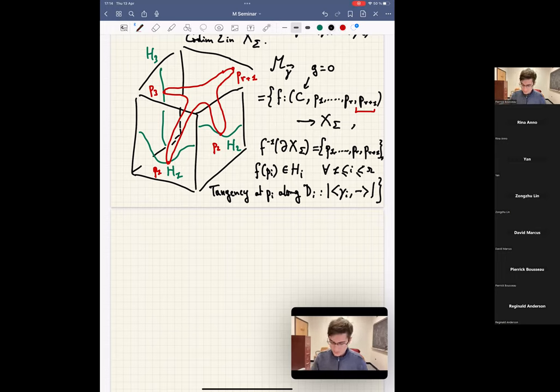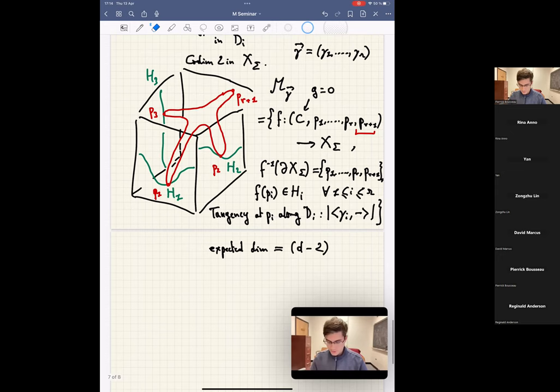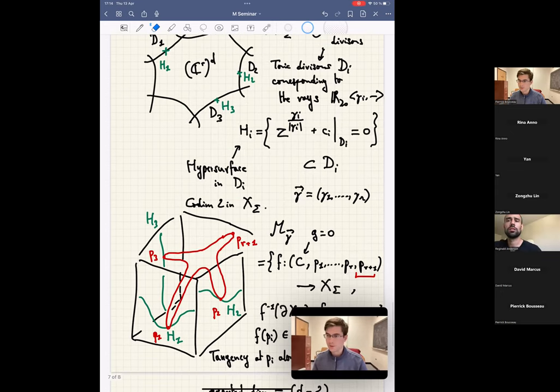Okay, so we have a moduli space of such rational curves in our toric variety. And we can check that the expected dimension of this moduli space is equal to d minus two, if d is the dimension of vertices in the quiver, or the dimension of our toric variety. So in general, these curves move in d minus two dimensional families. Are there any questions about this geometry and the kind of curves we're looking at?